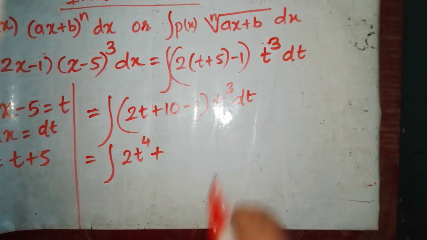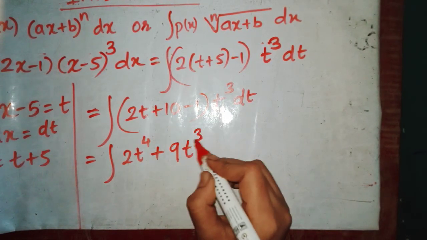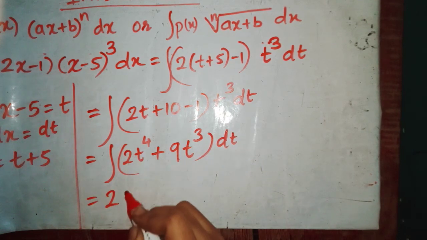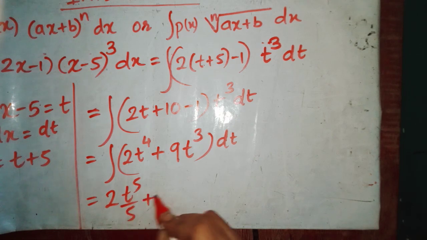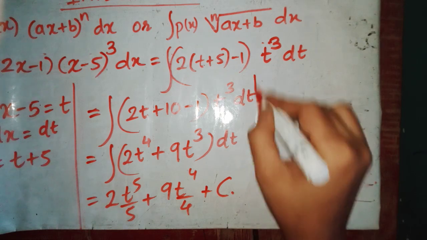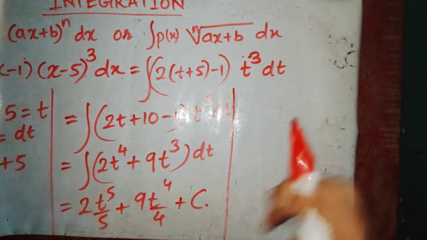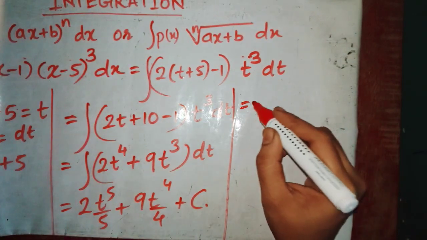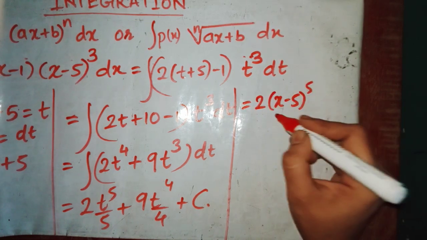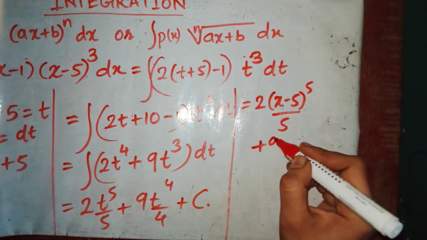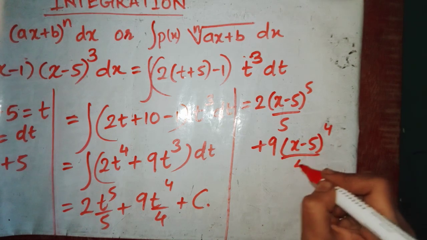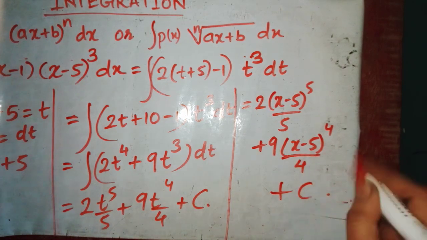Plus 10 minus 1 is 9. So 9t cube dt. So the integral of this is t raised to 5 upon 5 plus 9 t raised to 4 upon 4 plus c. Now I have to substitute for t, which is x minus 5. So it is (x minus 5) raised to 5 upon 5 plus 9 (x minus 5) raised to 4 upon 4 plus c. This is your final answer.